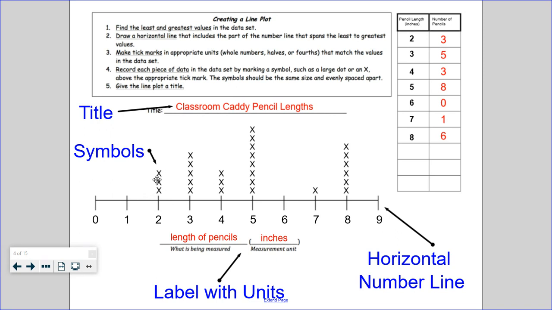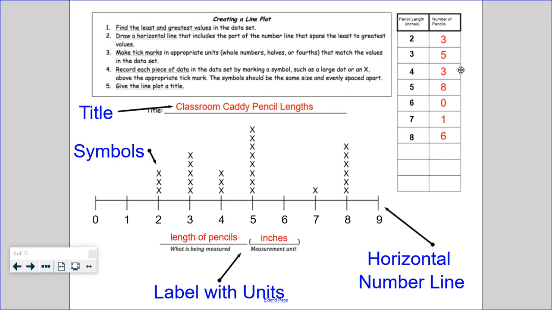Now, in order to make the line plot, we need to know what our symbols represent. What do you think each one of these X's represents? Well, think about what we're measuring. We're measuring pencil length. And so each of these X's represents one pencil.